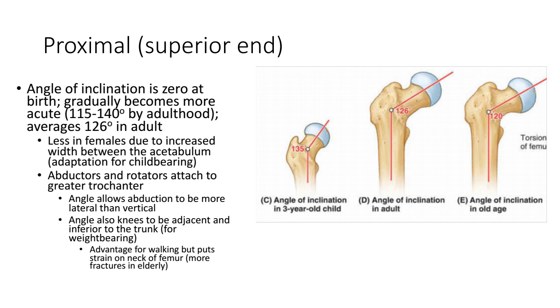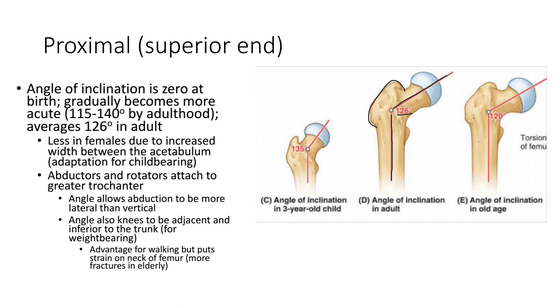The angle of inclination is 0 at birth, but then gradually becomes more acute until adulthood, where it's around 115 to 140 degrees, and it averages about 126 degrees in an adult. This angle is less in females due to the increased width between the acetabulum of the right and the left side that is there to adapt for childbearing. The adductors and the rotators attach to this greater trochanter.